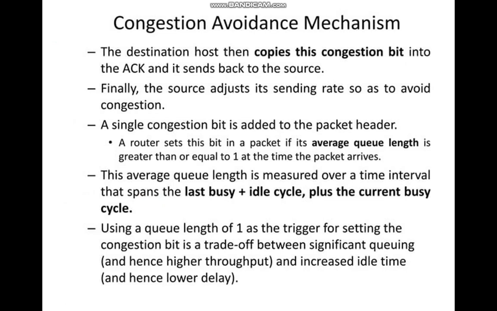A single congestion bit is added to the packet header. A router sets this bit in a packet if its average queue length is greater than or equal to 1 at the time of the packet arrival. This average queue length is measured over the time interval that spans the last busy and idle cycle plus the current busy cycle. Using a queue length of 1 as the trigger for setting the congestion bit is a trade-off between significant queuing and increased idle time.